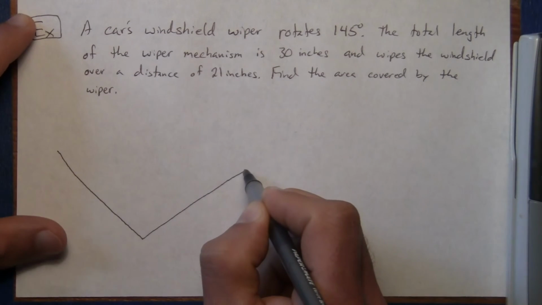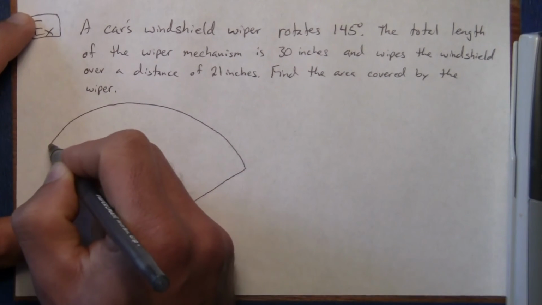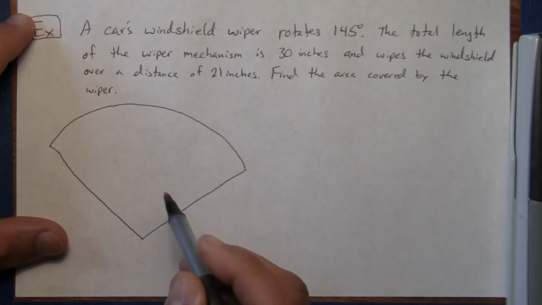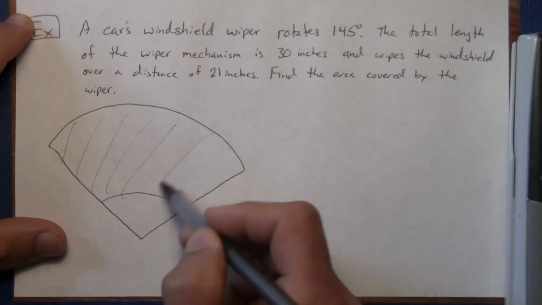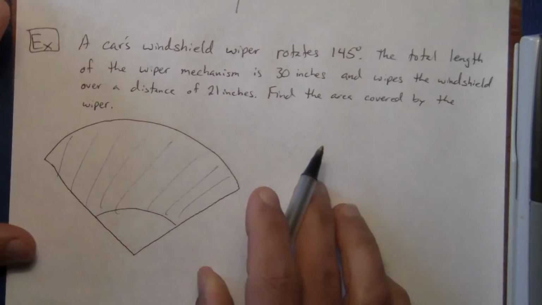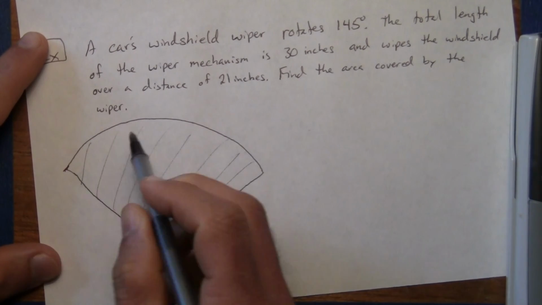You probably know that when your windshield wiper is going in your car, your parents' car, you have something like this, and it actually wipes this distance here. You know, that distance down here doesn't actually get wiped. Well, here's what they're saying. So let's say this is the wiper.